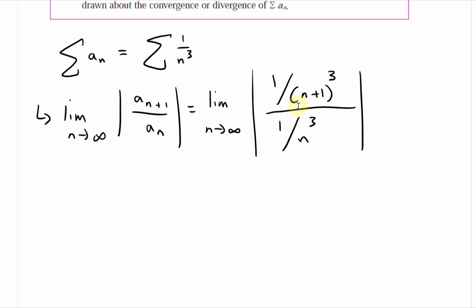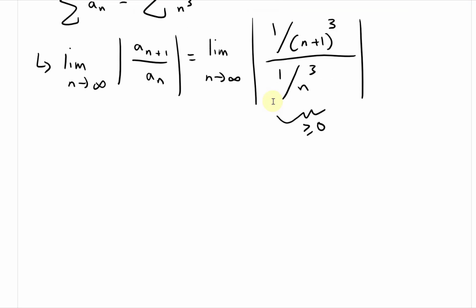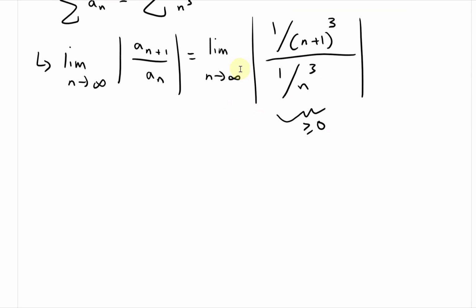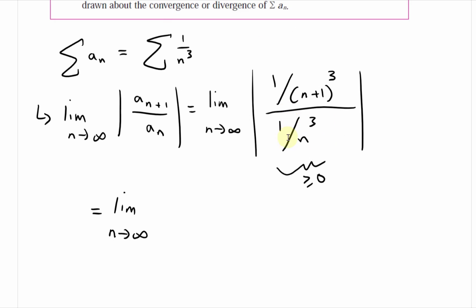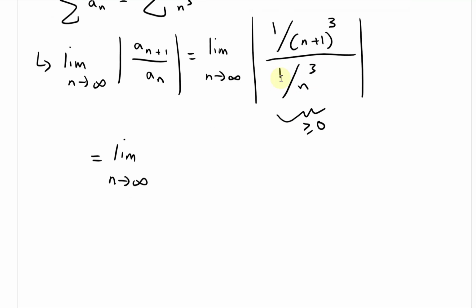Since n is always going to be positive, and this is cubed, these will always be positive, so this is always greater than or equal to 0. So we don't need the absolute value, and we can remove those signs. Also, this is dividing by a fraction, so this one goes on top and this one goes on bottom. This is the same as n cubed over (n plus 1) cubed.